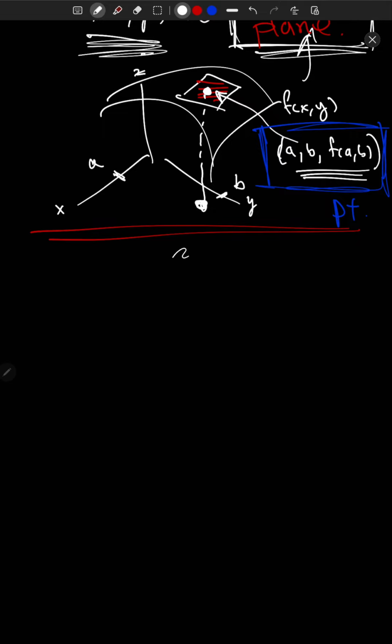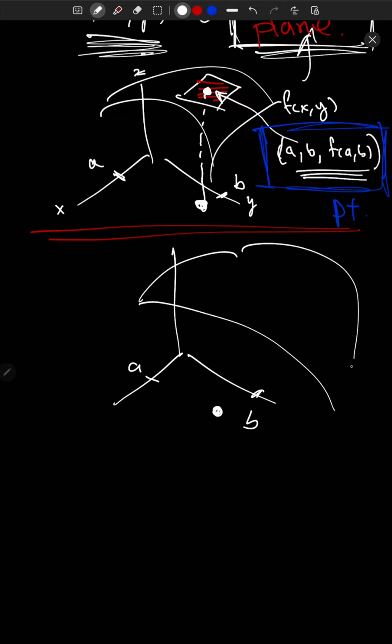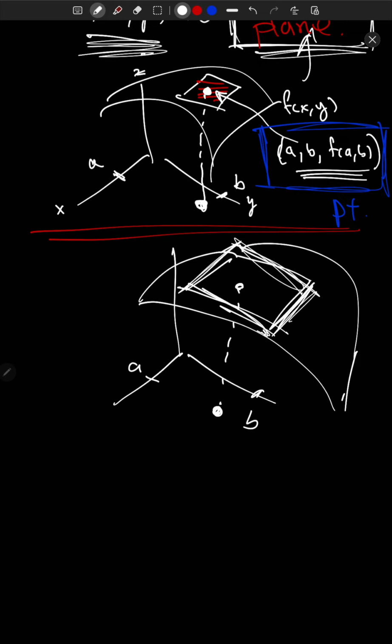So let me draw the picture again. It's getting a little messy up there. So I've got a here, I've got b here. Here's my point of interest. Let me draw the function over here. Above, I've got this plane, right? It's not flat, so it could be tilted. Let me emphasize that. So how do I find vectors along this plane? Well, let me label these x, y, z.